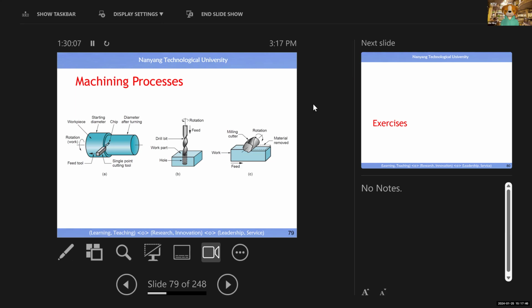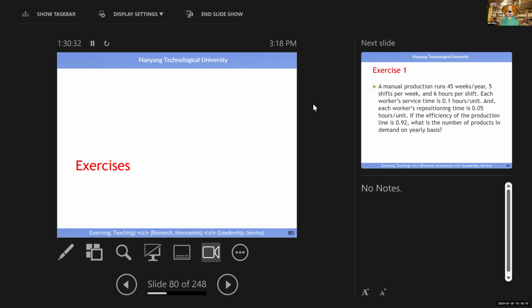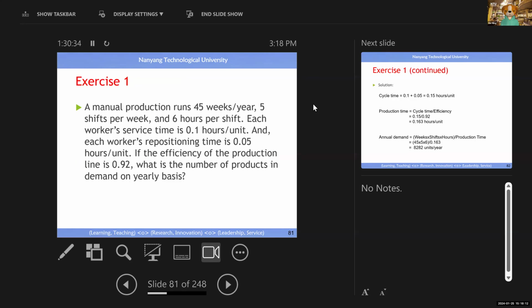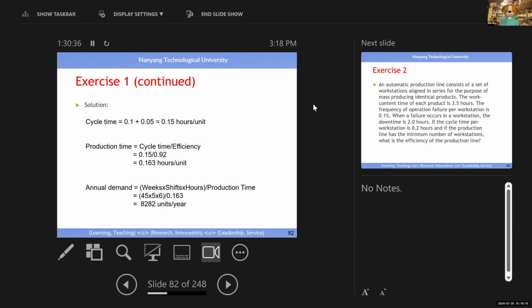Okay, this is the machining process. The input is a very big cylinder. Then for the output, we remove the material layer by layer, and it becomes a different geometry, right? This is the input, then we remove material, then we drill a hole, then we remove material layer by layer, right? So again, it's a change of geometry. Very simple.